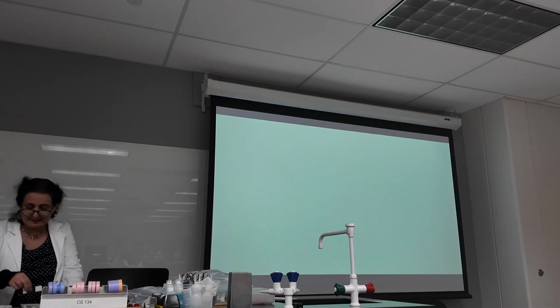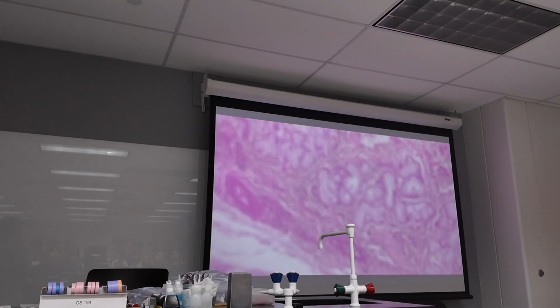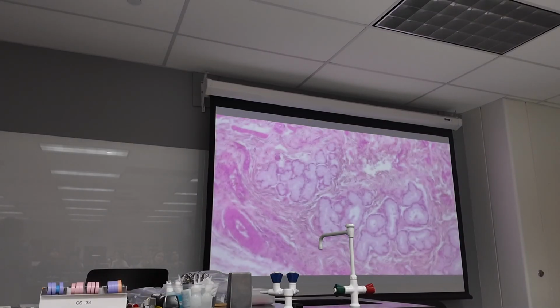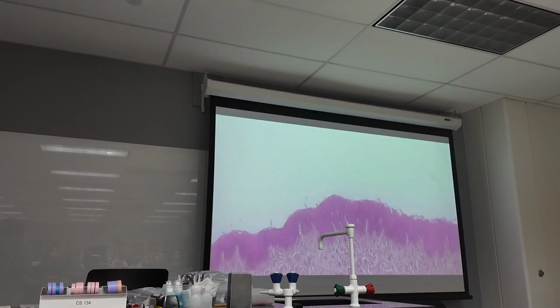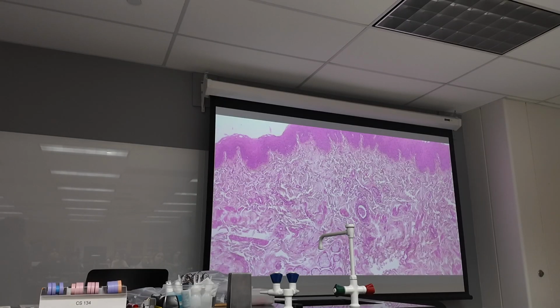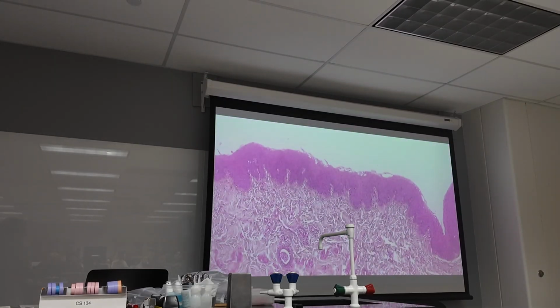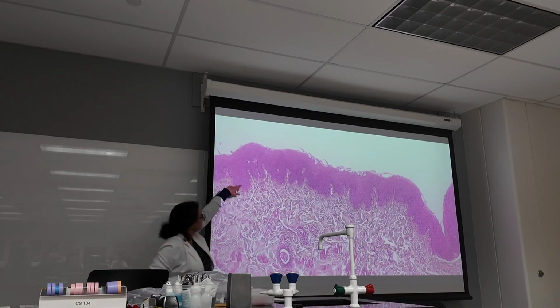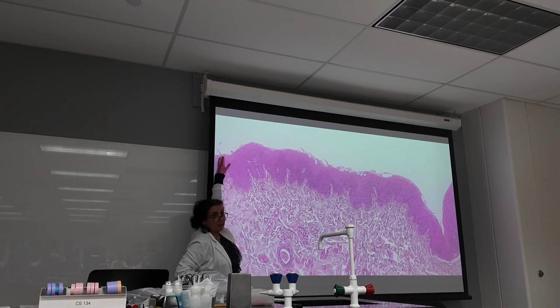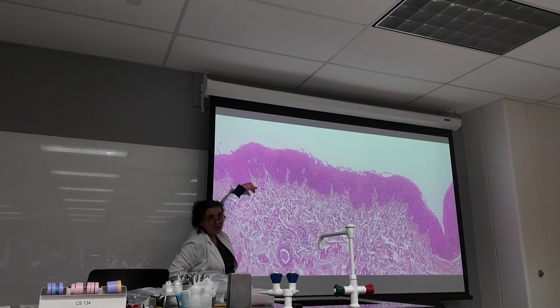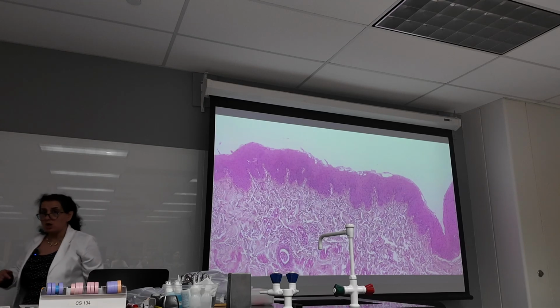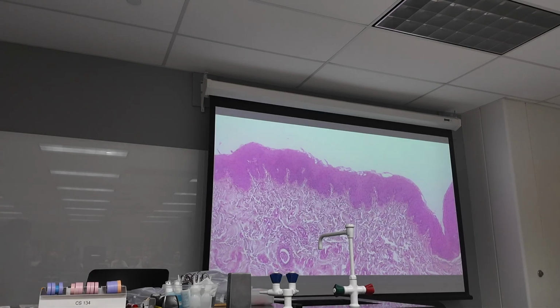The next slide is for the esophagus. We looked at the esophagus on the model, and you are familiar with this slide because we looked at it in Bio 141 for stratified squamous epithelium, remember? This pinkish part here on the top is the lumen. Just next to the lumen is the stratified squamous epithelium. So we talked about the mucosa, submucosa, remember?